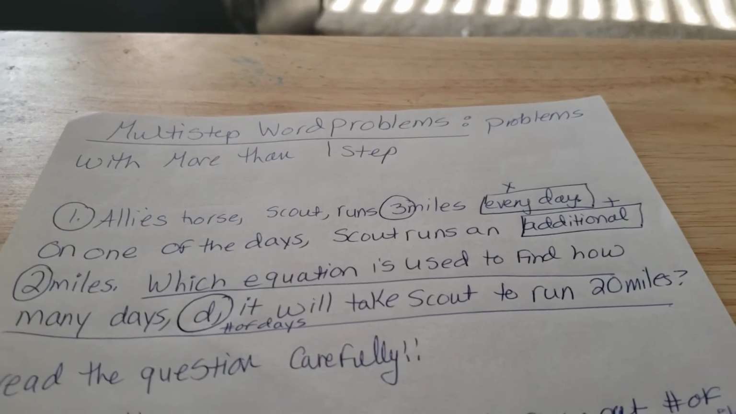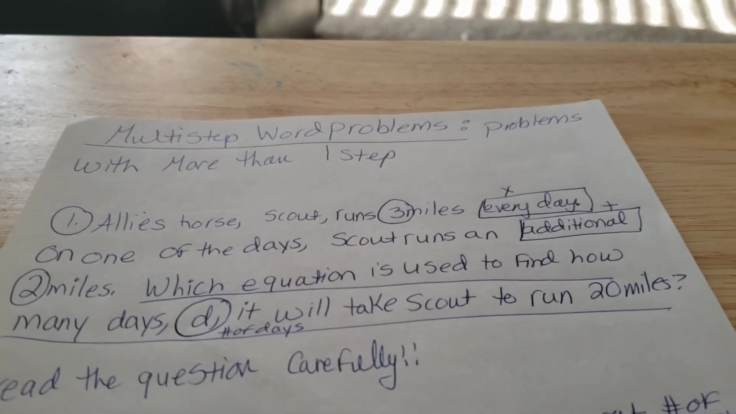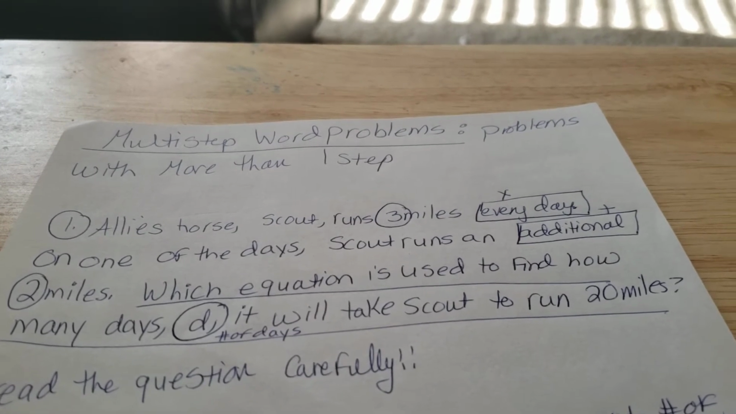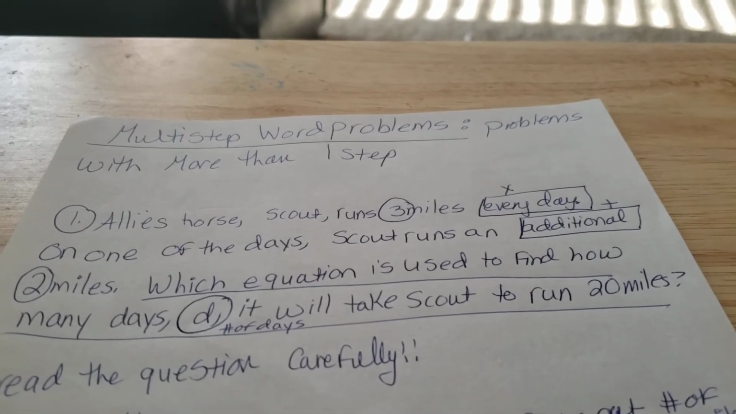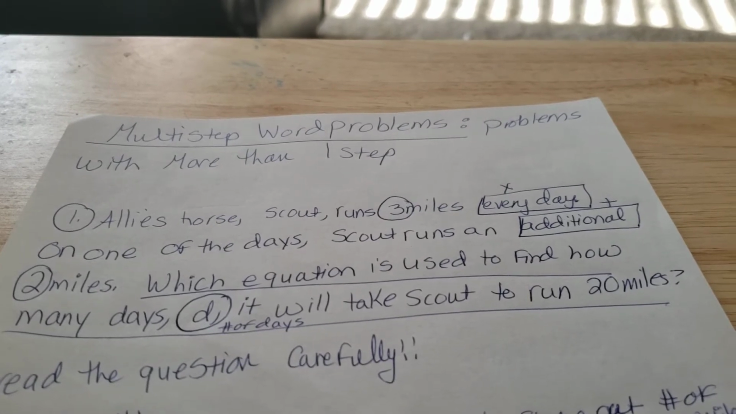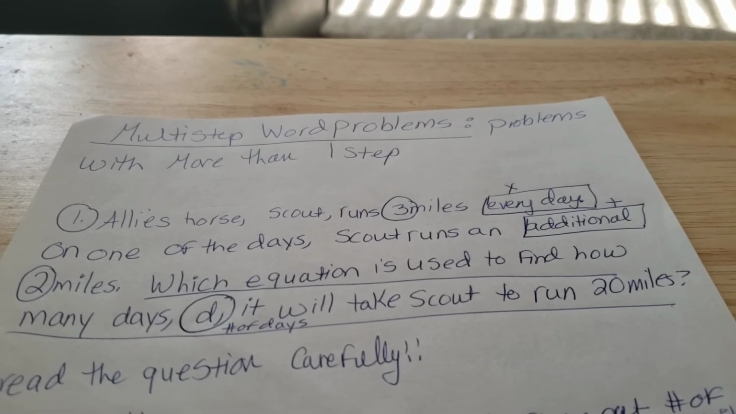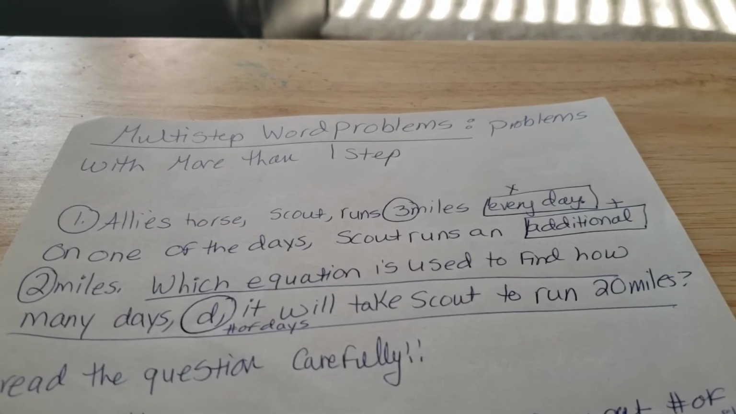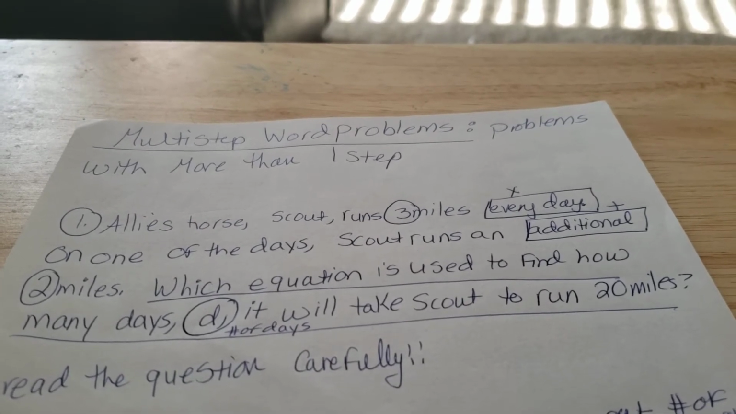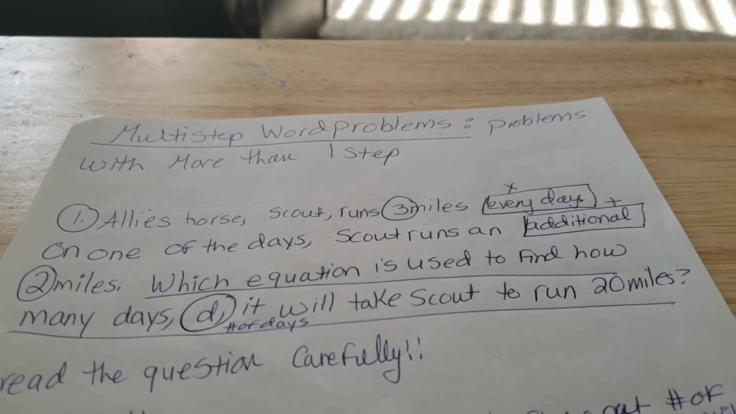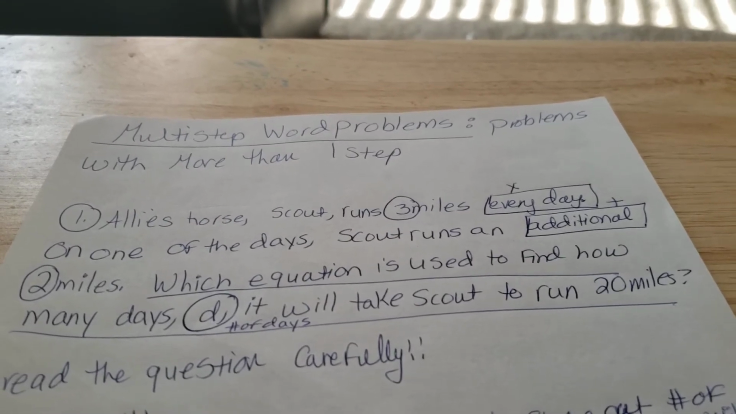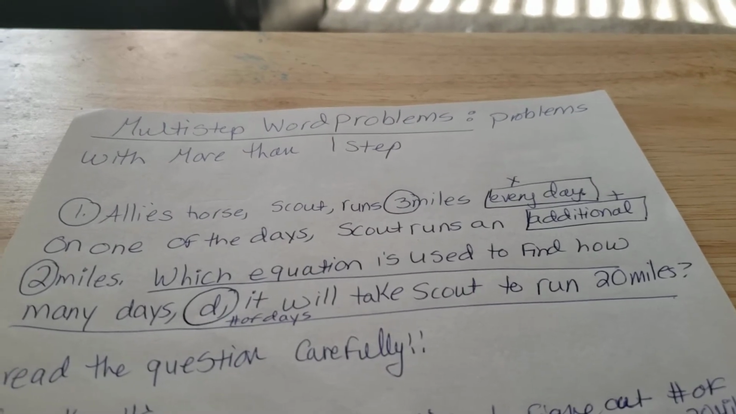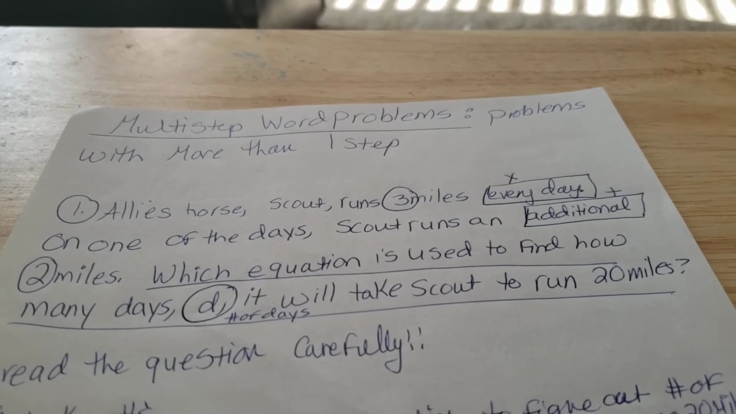Allie's horse, Scout, runs 3 miles a day every day. On one of the days, Scout runs an additional 2 miles. Which equation is used to find how many days D it will take Scout to run 20 miles? Now, what you will notice is there is a letter involved, and they will see these kinds of questions. It's not going to ask them to solve for the letter, but it is going to ask them to figure out the equation that they would use to solve for the letter. So this is one of those.